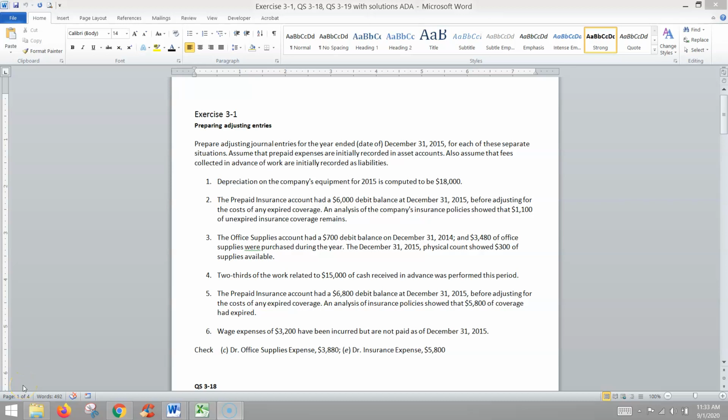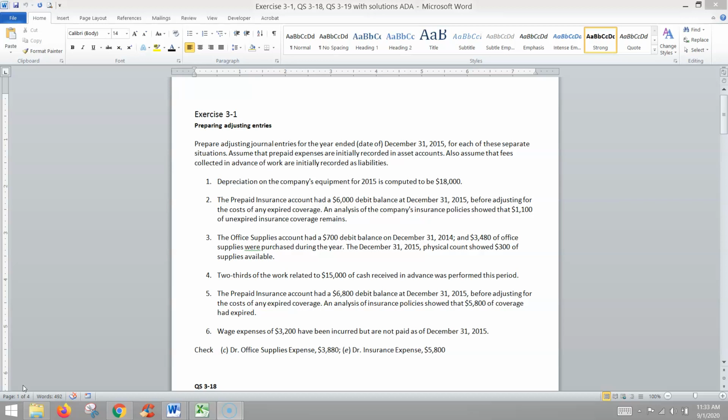Now we're going to work through exercise 3-1, which is preparing adjusting entries. As you know, we do adjusting entries at the end of the month to provide for certain expenses that may have been incurred or revenue that may have been earned.